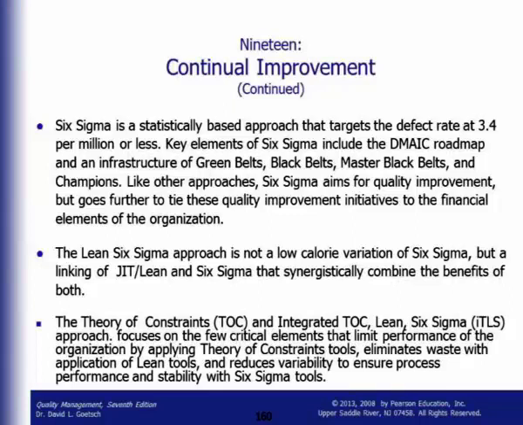The Lean Six Sigma approach is not a low-calorie variation of Six Sigma, but a linking of JIT, Lean, and Six Sigma that synergistically combine the benefits of both. The theory of constraints and integrated TOC, Lean Six Sigma approach focuses on the few critical elements that limit performance of the organization by applying theory of constraint tools, eliminates waste with application of lean tools, and reduces variability to ensure process performance and stability with Six Sigma tools.